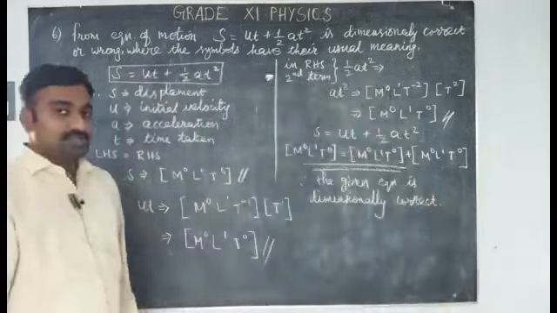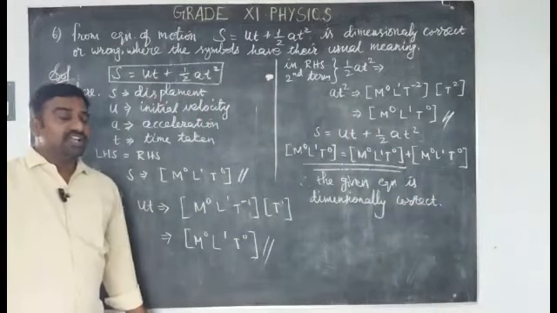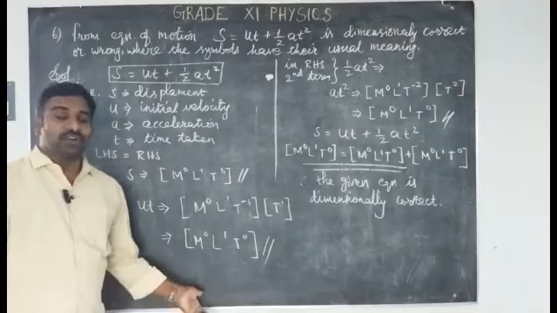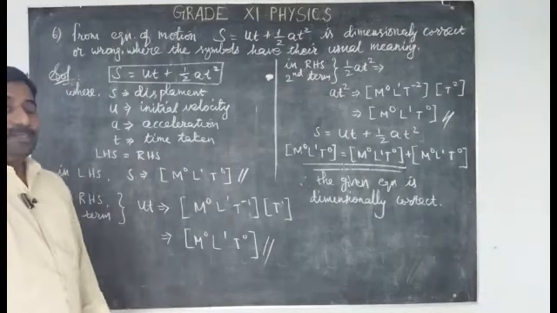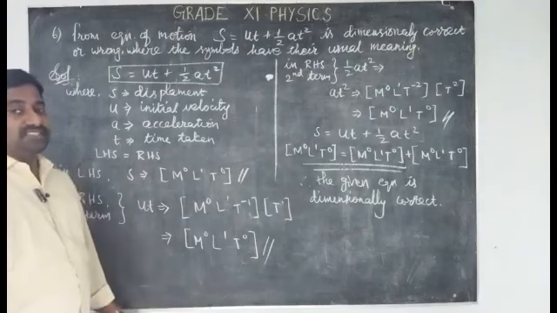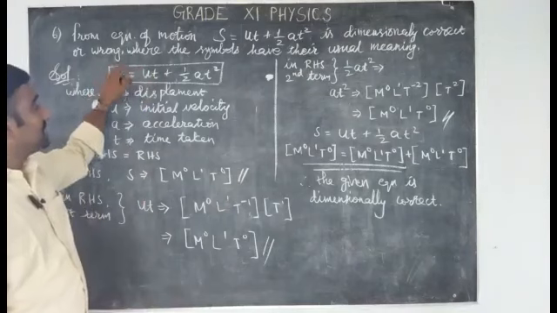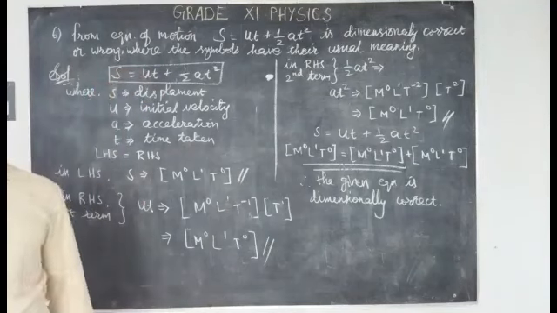So it is also used to check the homogeneity of the equations, and whether the given equation is correct or wrong we can also use it to determine. So dimensional formula has some uses, as I said in the previous classes. Now whether this equation is correct or wrong we can check. Okay.